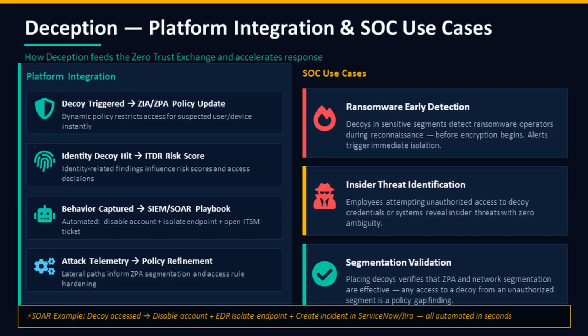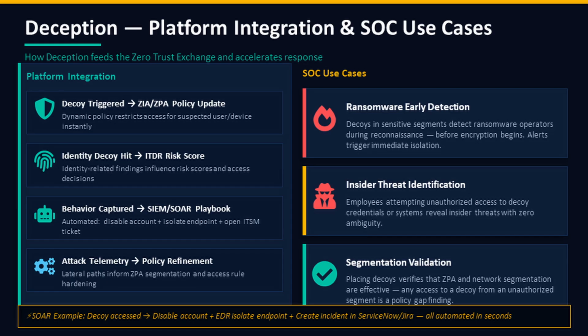When a decoy is triggered, the response isn't just an alert. The event can drive real-time policy changes across ZIA and ZPA. A suspected compromised user can have their access immediately restricted, additional authentication required, certain applications blocked, all automatically, before a human analyst has even looked at the alert. That's containment happening in seconds.